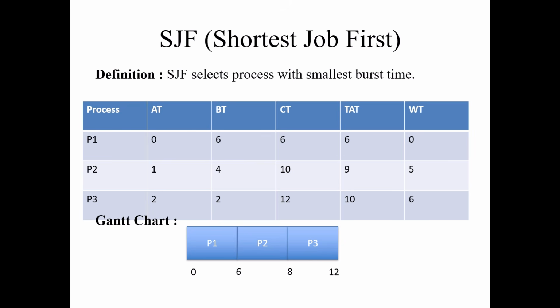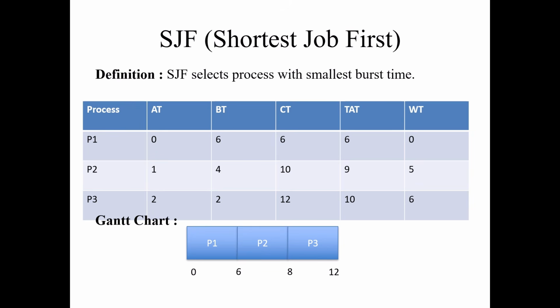Next one is SJF. SJF means shortest job first. That is, it selects the process with the smallest burst time. Once the process starts, it will not be interrupted because it is a non-preemptive scheduling algorithm. At the time of 0, the available process is P1. Here only P1 is present, so P1 is executed and it runs from 0 to 6.